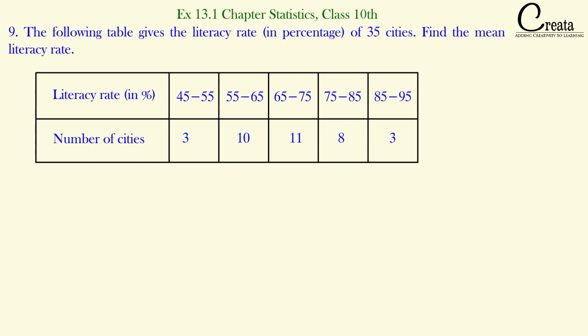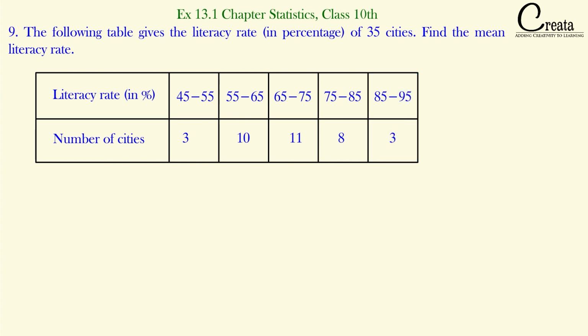So this is the question. Our first step, we will observe the question. In this question, the data related to the literacy rate is given for 35 cities. In the first row, we have the literacy rate, which is in percentage. In the second row, we have the number of cities. For example, 3 cities have a literacy rate in the range from 45% to 55%, which is really very low. On the extreme right hand side, we have 3 cities with a literacy rate from 85 to 95, which is really good.